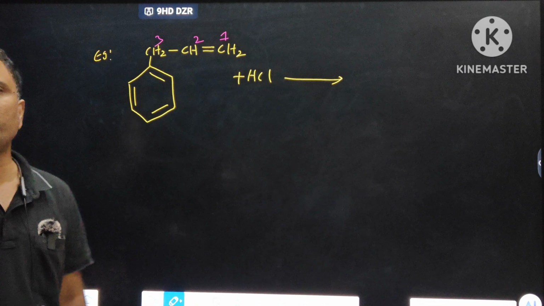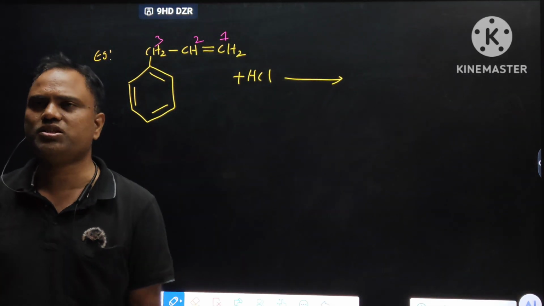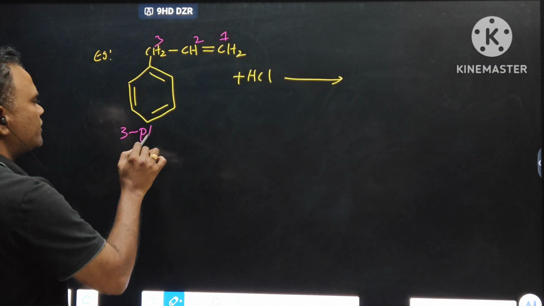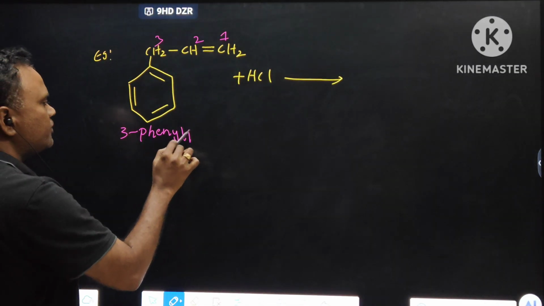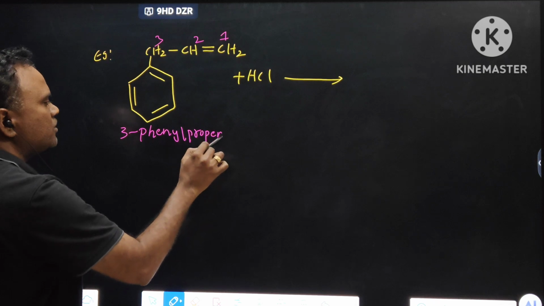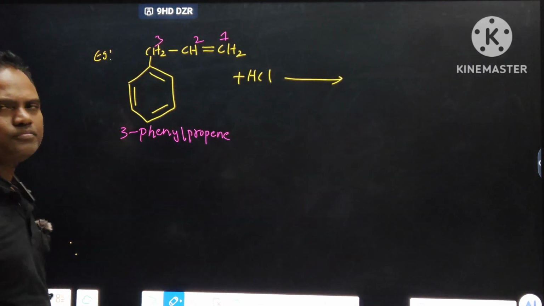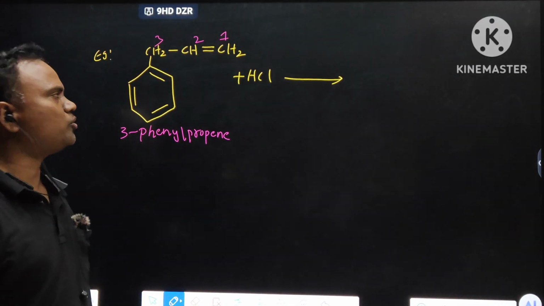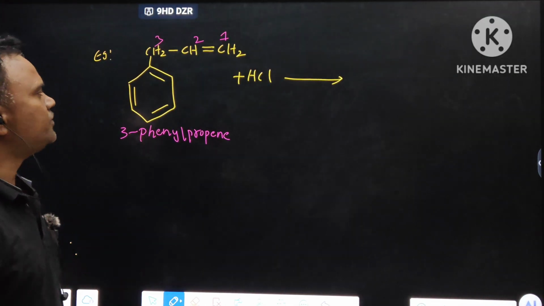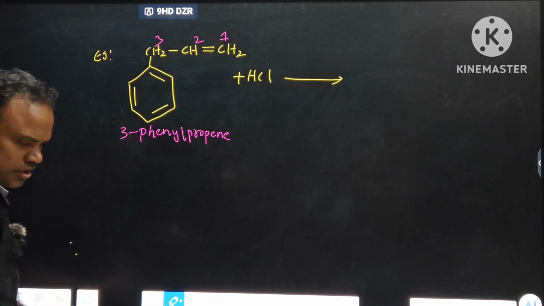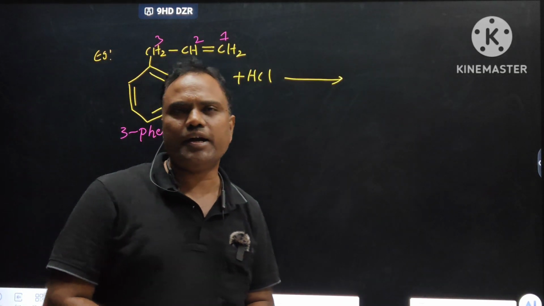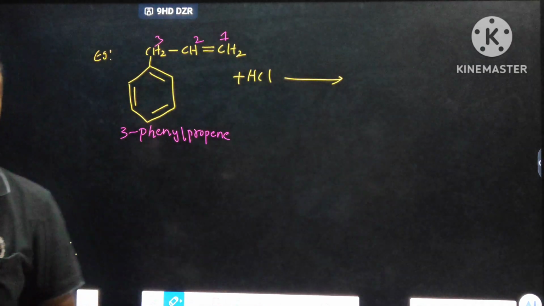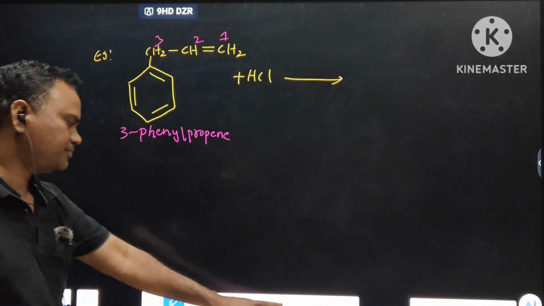At the third position, we have a phenyl group. Benzene, when present as a substituent, we call it phenyl. 3-phenyl propene. This is the parent chain and this is the substituent. So 3-phenyl propene. When 3-phenyl propene is added with HCl, where will Cl be added and what is the IUPAC name of the formed alkyl halide? Okay, let us see.